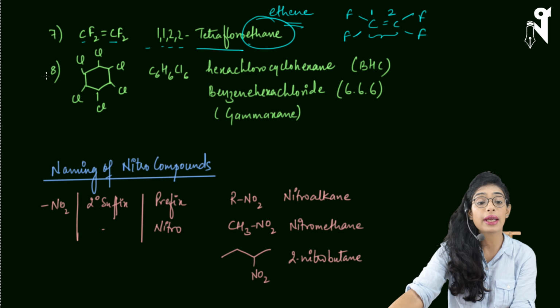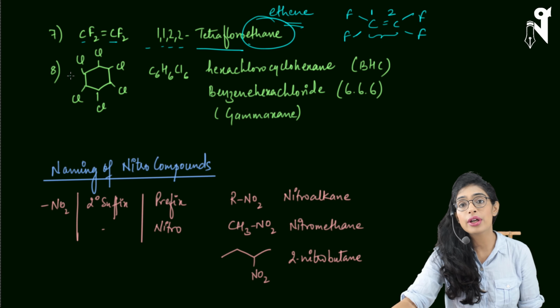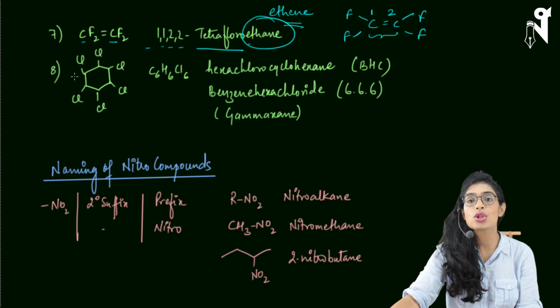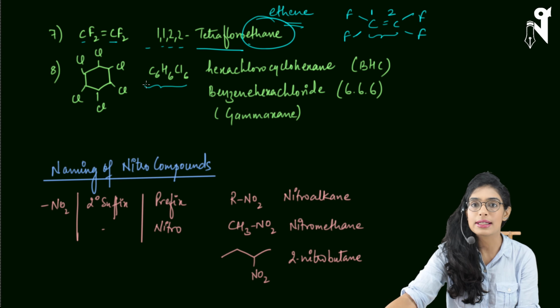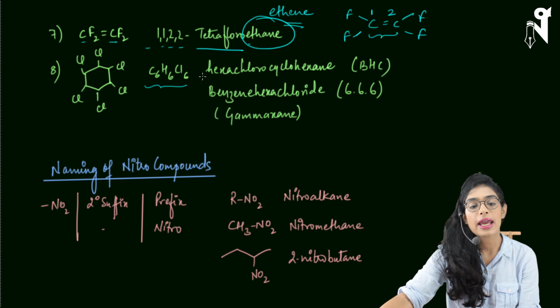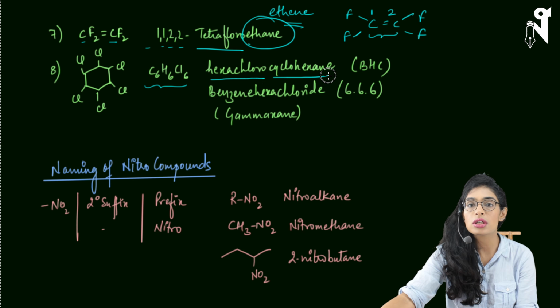Let's go to the 8th compound. So we have cyclohexane over here with 6 chlorines, each carbon containing 1 chlorine. So if you write the molecular formula, it will become C6H6Cl6. We call it hexachlorocyclohexane. In short, it is also called BHC.